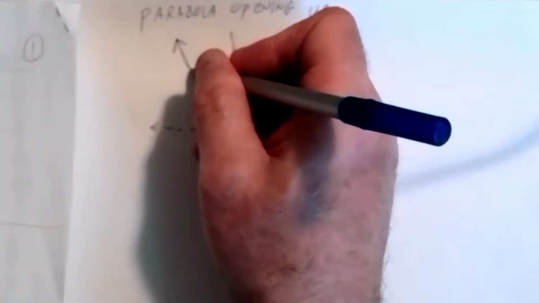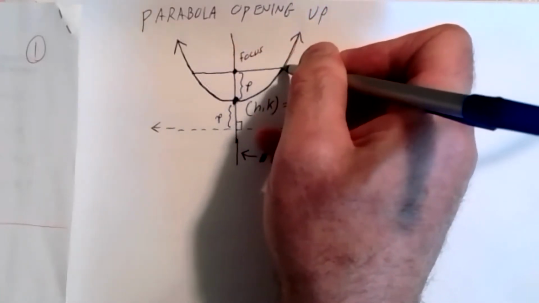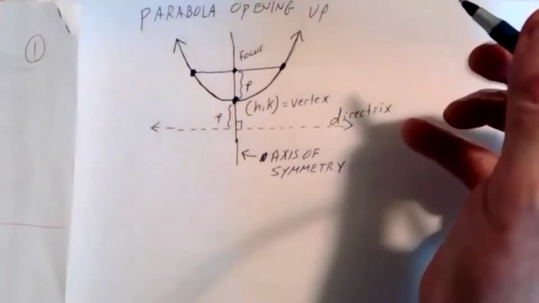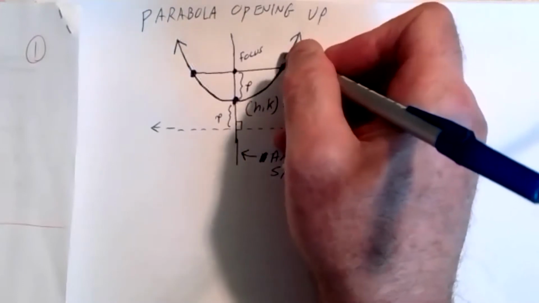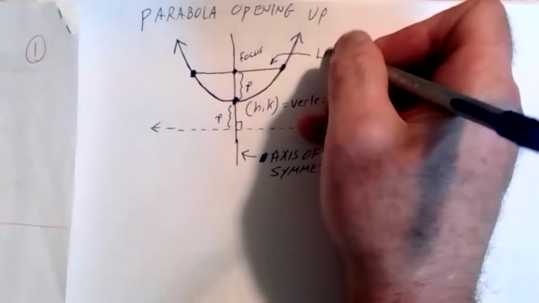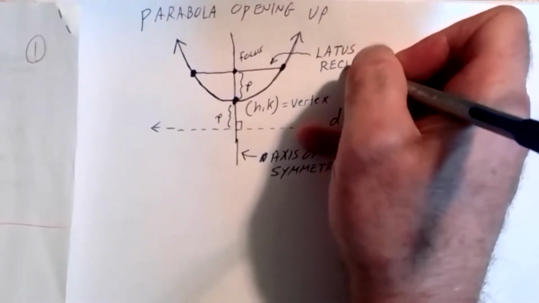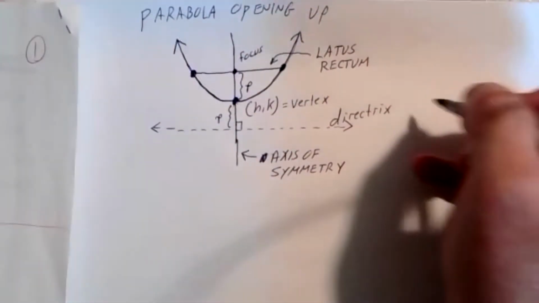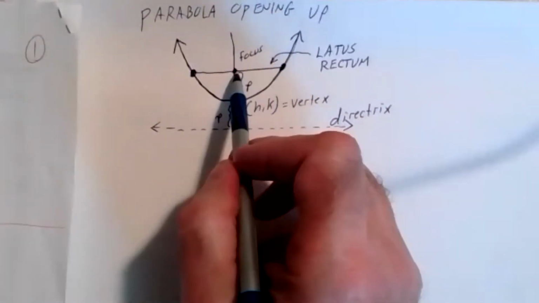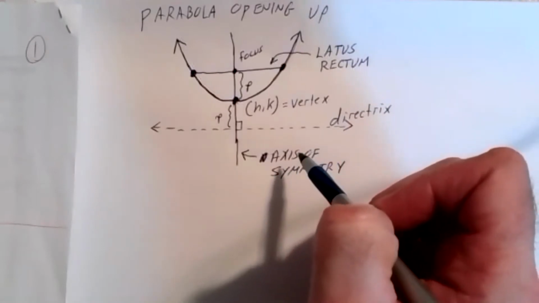You also have an interesting little line segment here that contains the focal point and also contains 2 points on the parabola. This little line segment has a name. Don't laugh, ladies and gentlemen. It's called the latus rectum. I kid you not. I did not make that up. This little line segment that contains the focal point and 2 points on the parabola is called the latus rectum of the parabola.